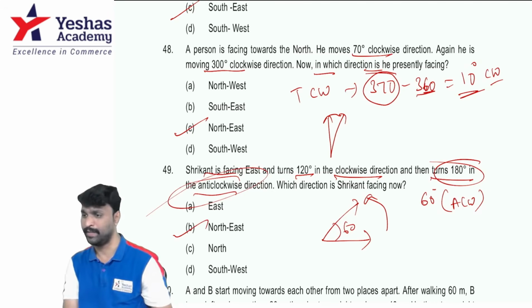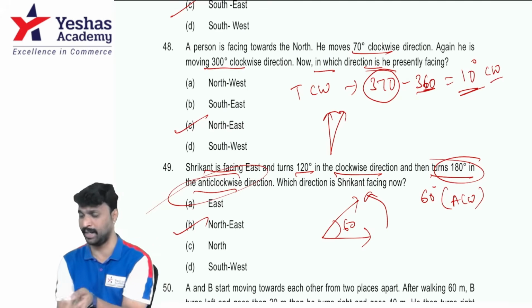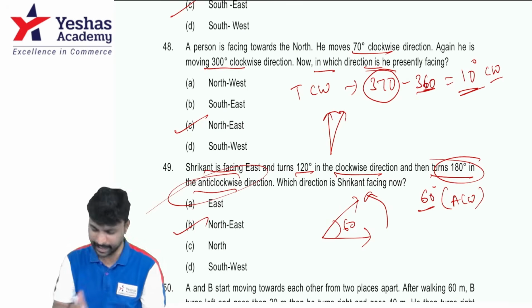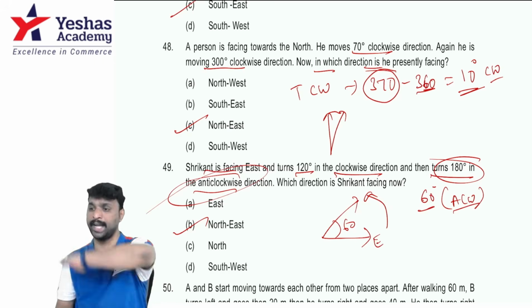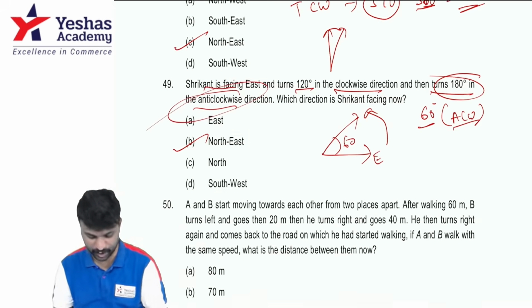Have you understood? We have solved such questions, isn't it? 120 degrees clockwise and 180 degrees anti-clockwise. The difference is 60 degrees. So the greater one is anti-clockwise, therefore 60 degrees anti-clockwise. He was facing east. From east, anti-clockwise is upwards. That means he will be in the northeast direction.